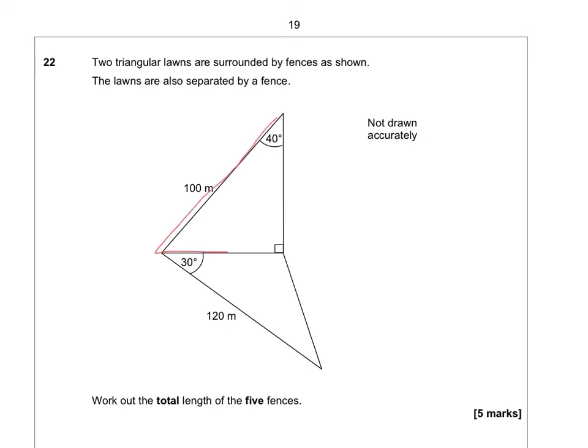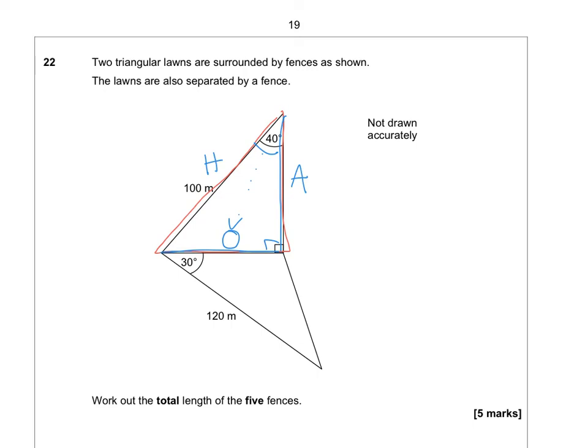Now, this triangle here is right angled, which means that we can use standard trigonometry or SOHCAHTOA to find this side here and this side here. This is our angle, 40 degrees. This side here is the hypotenuse, it's opposite the right angle. This side here is opposite 40, so it's the opposite. And this side here is then the adjacent.